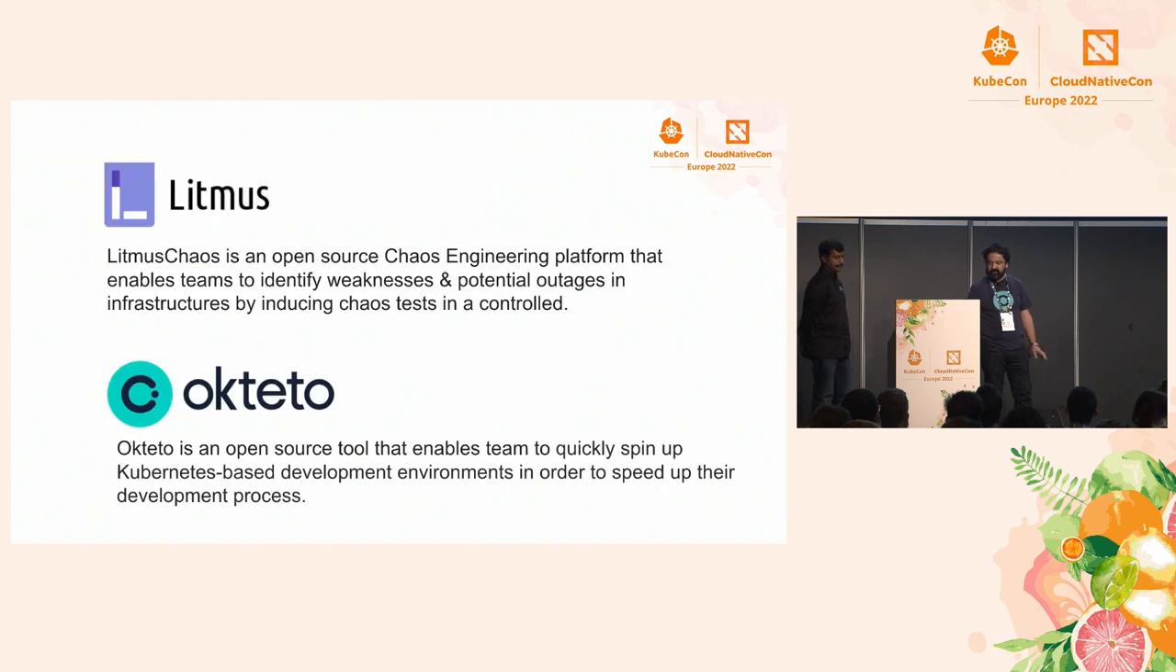So just to summarize, Litmus Chaos is an open source chaos engineering platform that helps you validate that your code is resilient, that your applications work. Okteto, on the other side, is an open source project. It's a CLI that allows you to deploy and develop in remote dev environments running on Kubernetes.